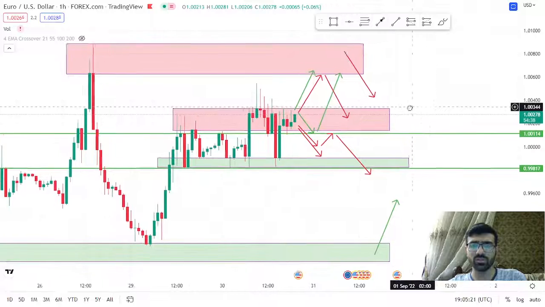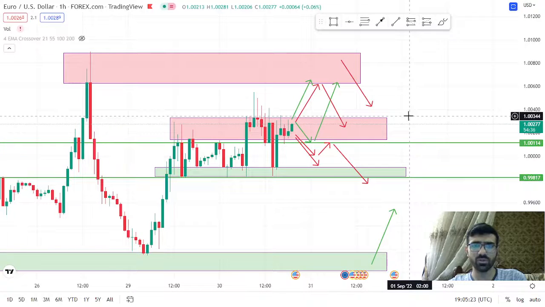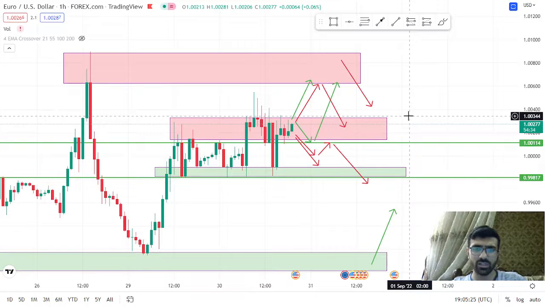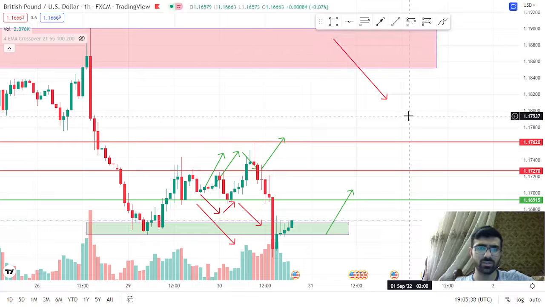Okay, so these will be our setups for EURUSD tomorrow. Let's hope that one of the scenarios or some of the scenarios come into play and we take our trades accordingly. Okay, now let's move on to the next pair, which is GBPUSD, and let's discuss what GBP has for us.